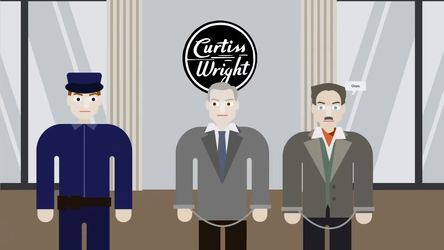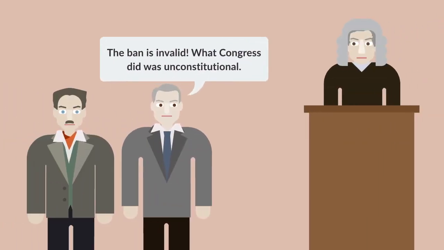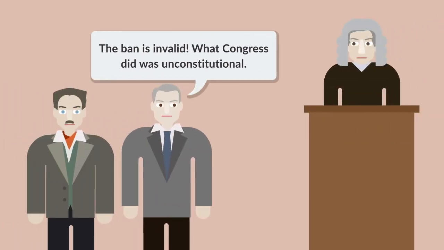Shortly after the ban was lifted, Curtiss-Wright was indicted in federal district court for selling the weapons. At trial, Curtiss-Wright argued that the ban on weapon sales wasn't valid because Congress had delegated its lawmaking powers to the president in violation of the Constitution.